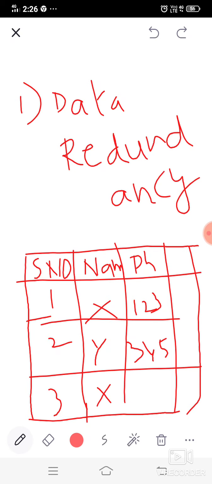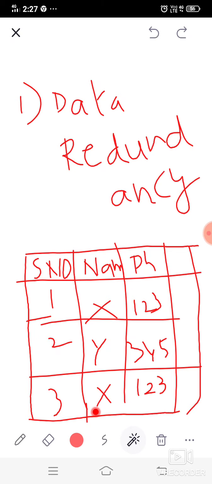And tell me, what is the phone number of person X? This is also 123, right? So let us take this example. Today we are only going to discuss data redundancy, as per the time. Whenever you understand data redundancy, automatically you will understand all the other disadvantages. This is very important. Data redundancy means the same data is repeated a number of times. Here the data like X, 123 is repeated two times.